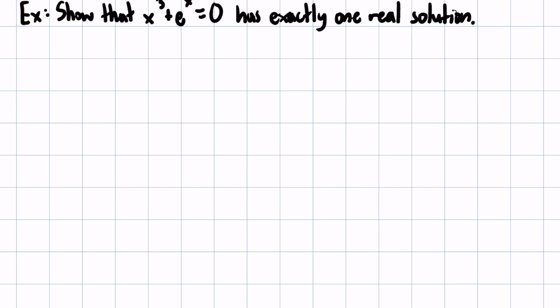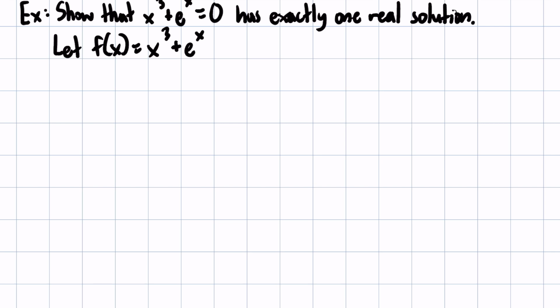The first thing we're going to do is use the intermediate value theorem to prove that there must be at least one root, one solution. And then we're going to use a proof by contradiction using Rolle's theorem to prove that there can only be one. So first, we're just going to define a function. F of x is equal to x cubed plus e to the x. And we want to prove that in at least one place, this function is equal to 0.